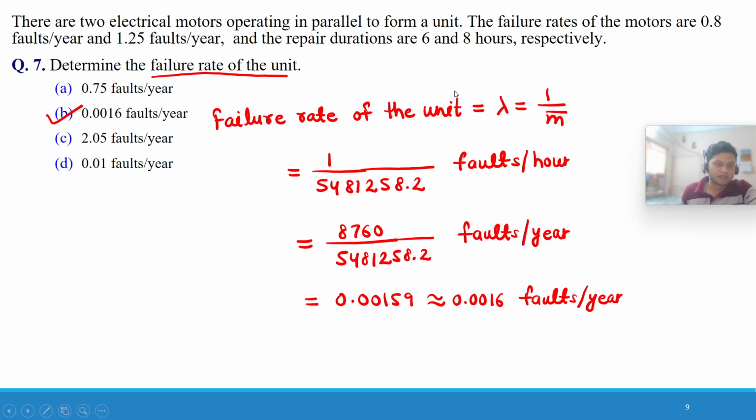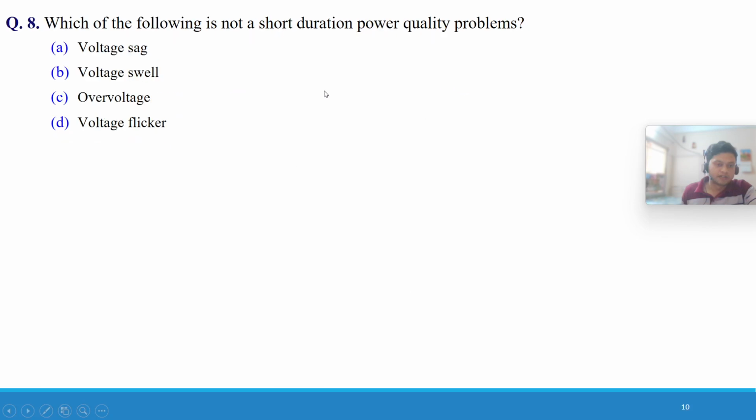Now let us see the next problem. The next problem is, which of the following is not a short duration power quality problem? Voltage sag, swell, over voltage, or voltage flicker. So just type your answer in chat box. What should be the answer for this problem? Short duration power quality problems, here it is asked.